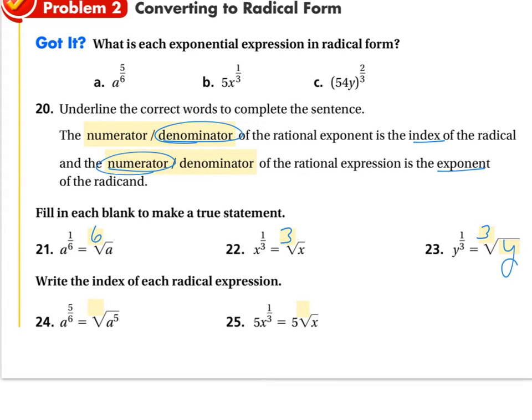So as you can see in problem 24, this 5 is inside. That's because it's the exponent of the radicand. The 6 is the index. In this case, the 3 is the index, and look at this one, it's a bit tricky. This 1/3 only applies to the x, as you can see. It only applies to what's immediately in front of it.